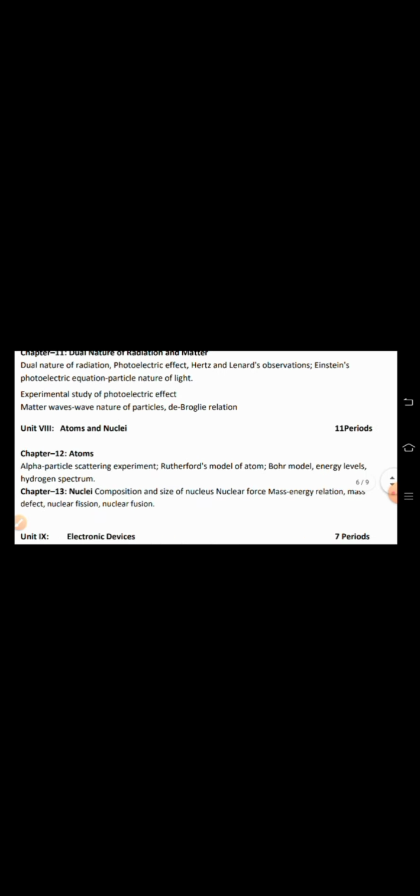Unit 8, Dual Nature of Radiation and Matter. Chapter 11, Dual Nature of Radiation and Matter. Dual nature of radiation, photoelectric effect, Hertz and Lenard's observations, Einstein's photoelectric equation, particle nature of light, experimental study of photoelectric effect, matter waves, wave nature of particles, de Broglie relations.